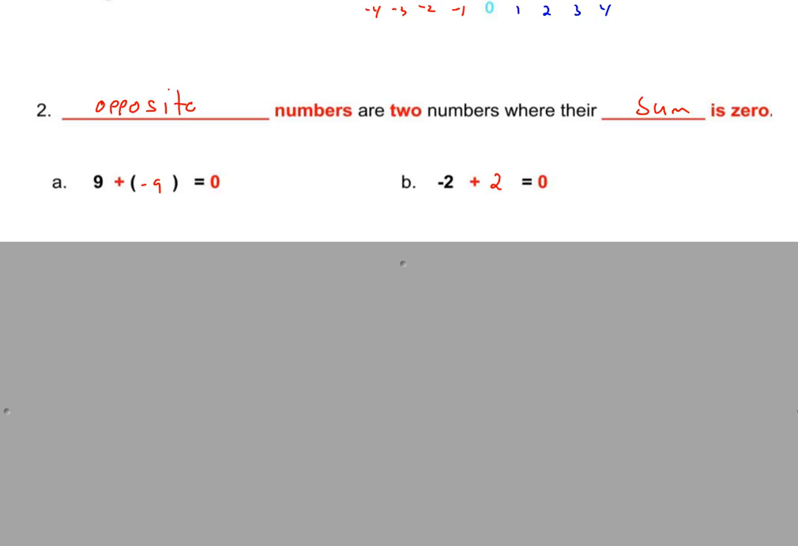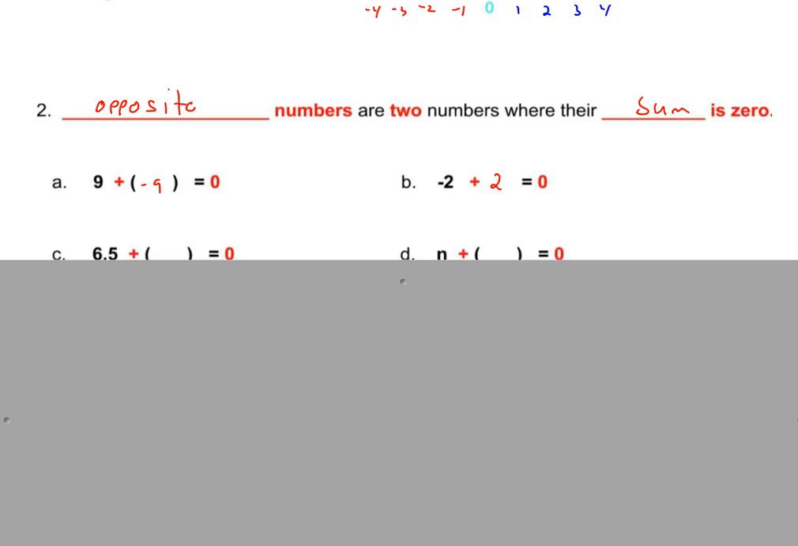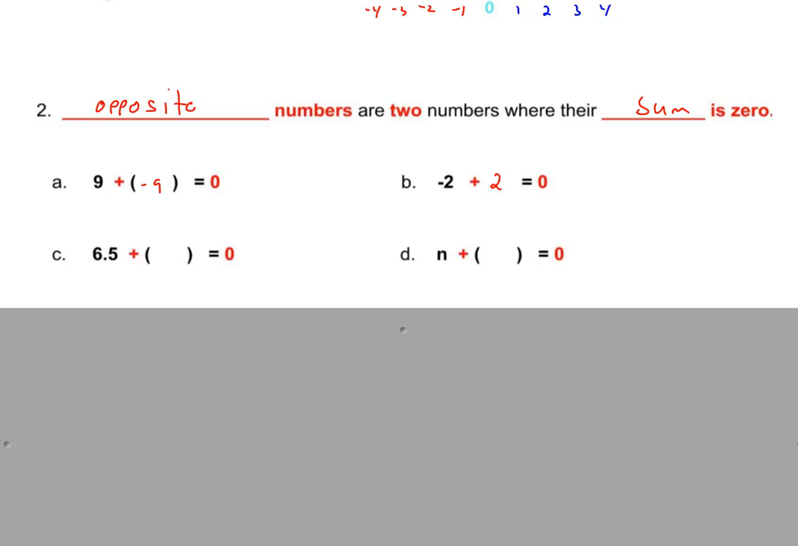Look, opposite numbers, they're always the same numeral, but one's going to be positive and the other's going to be negative. Always, right? Opposite numbers. One's going to be positive, the other's going to be negative. So C, all right, well, we got a decimal. Well, not a problem. What's the opposite of 6.5? Negative 6.5, right? Because the first one was positive and the second one was negative.